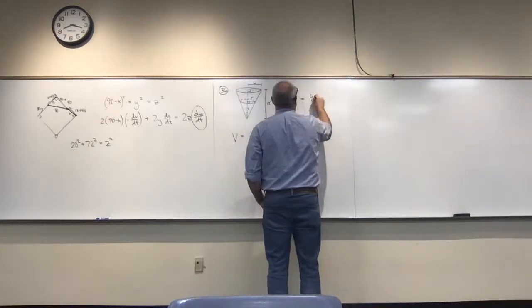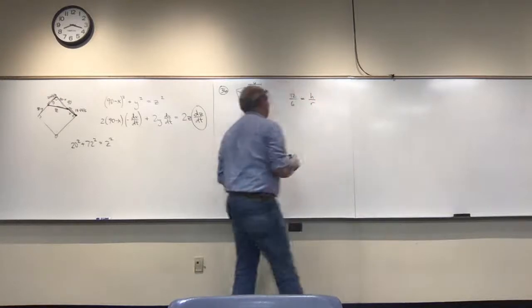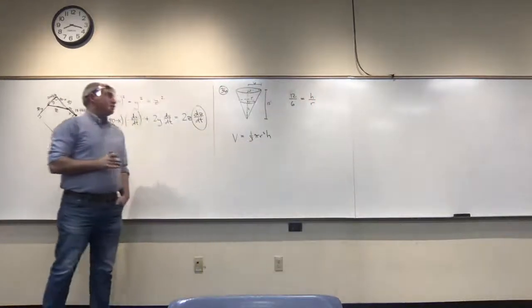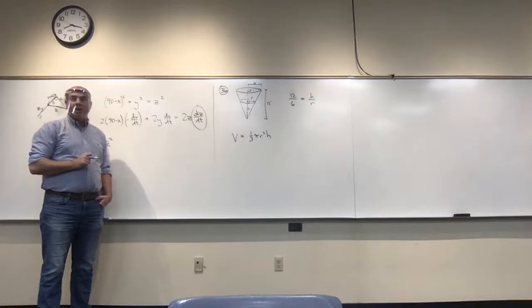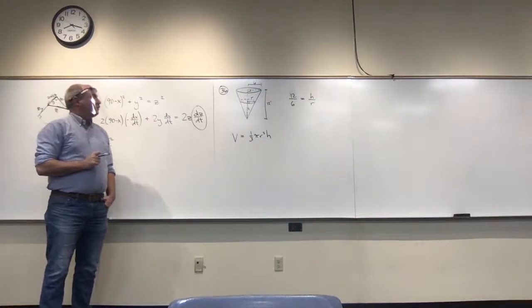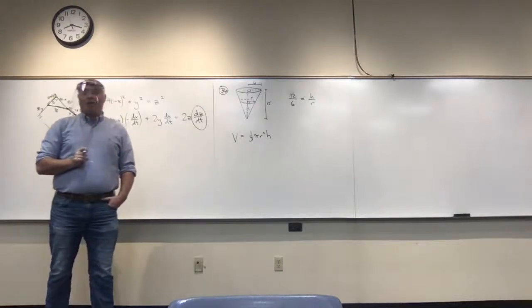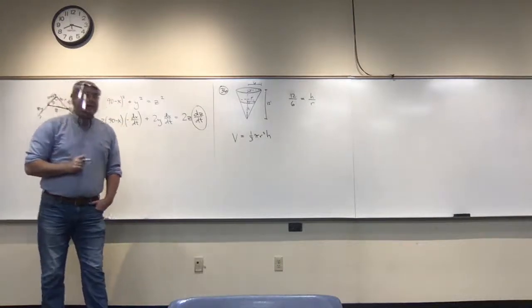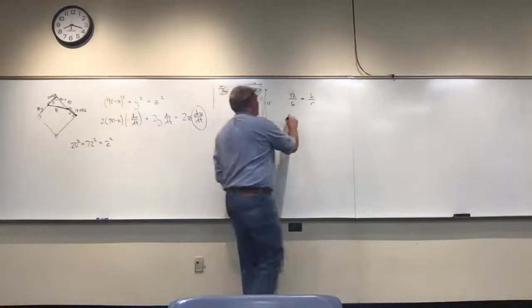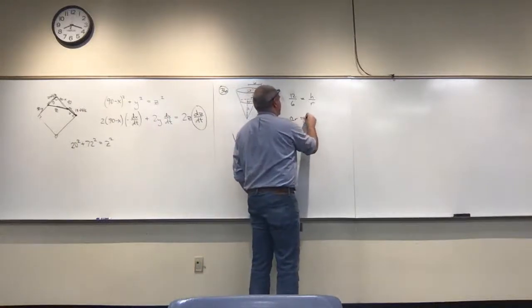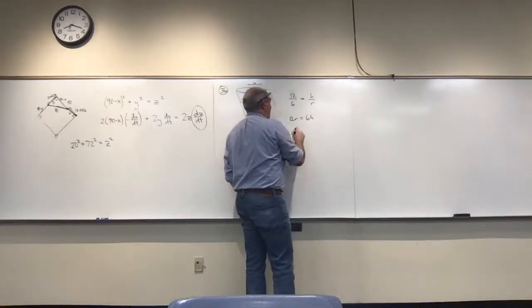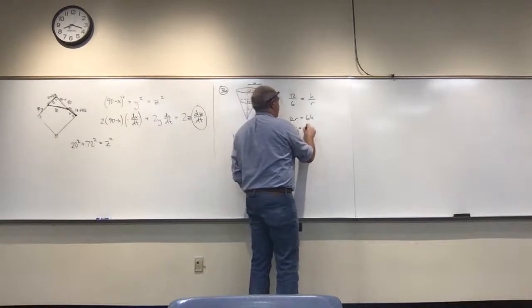So that's just using similar triangles, right? That 12 over 6 is h over r. I could solve for r. If I did solve for r, I'd get that 12r is 6h. And then r is equal to, let's see, 1/2 of h.